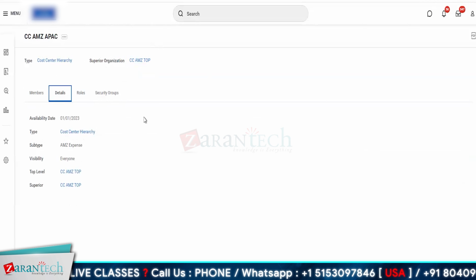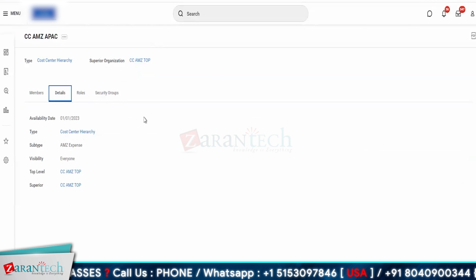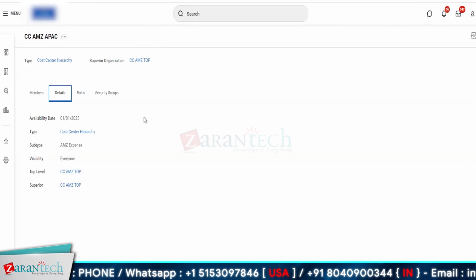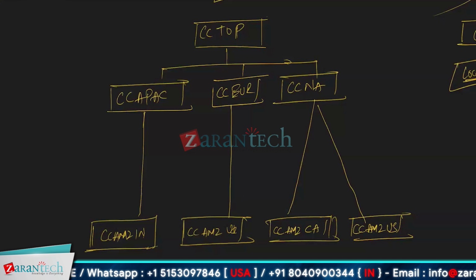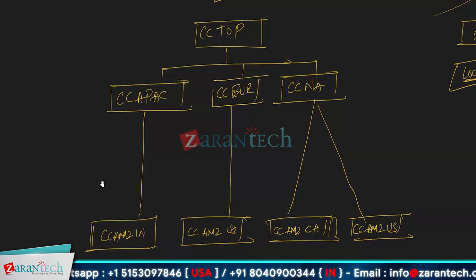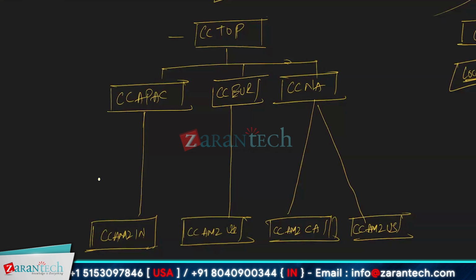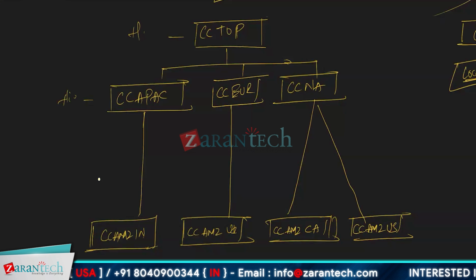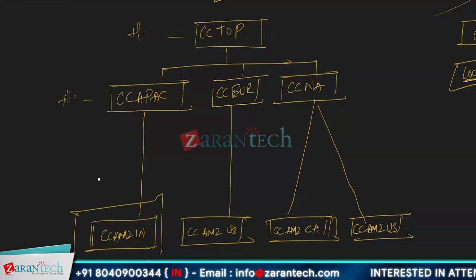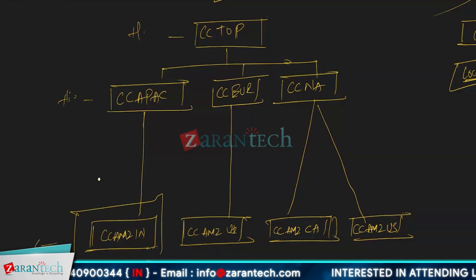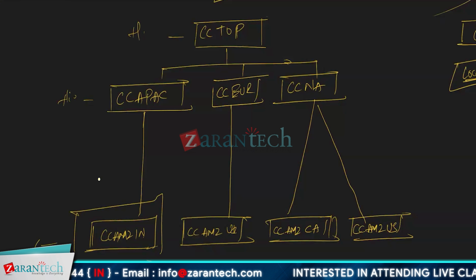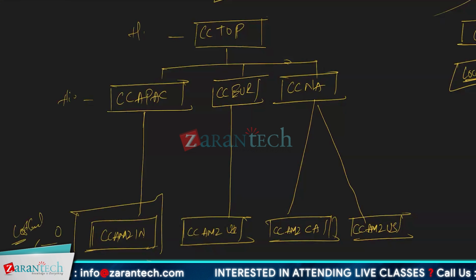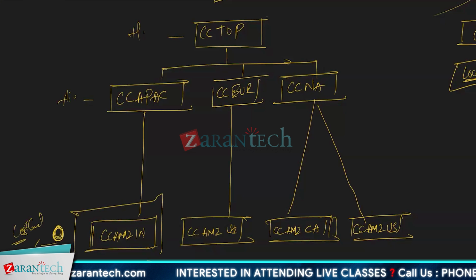Whenever you are creating any type of hierarchy, let it be cost center hierarchy, location hierarchy, or company hierarchy, this is common. The top part will be the hierarchy, the middle part will also be the hierarchy, but the lowest node will always be the actual type. In this particular case, this is going to be the cost center. So the last node will be the actual organization.